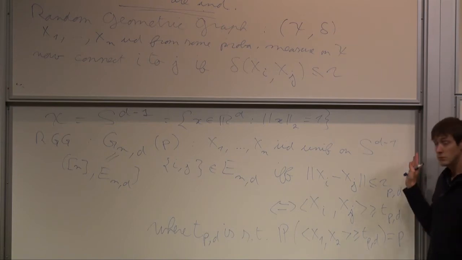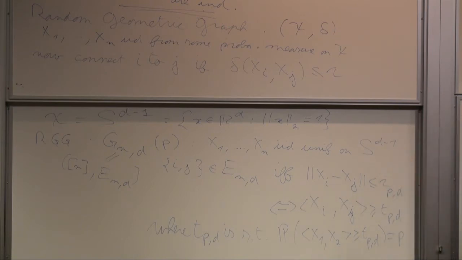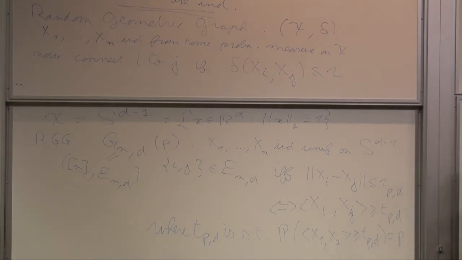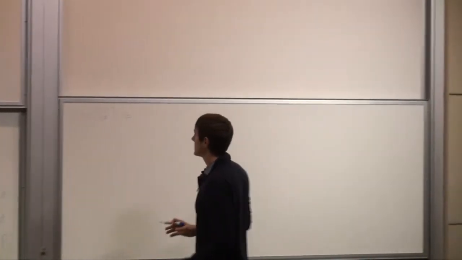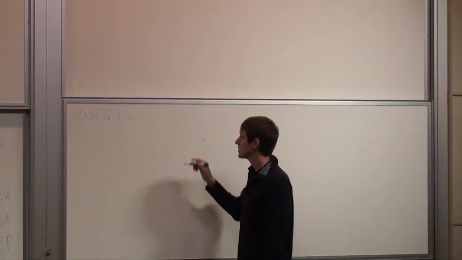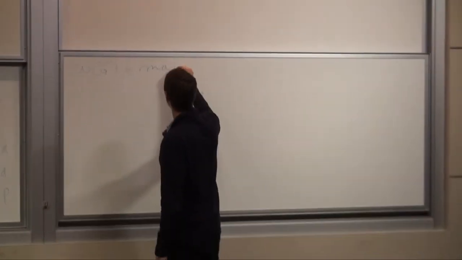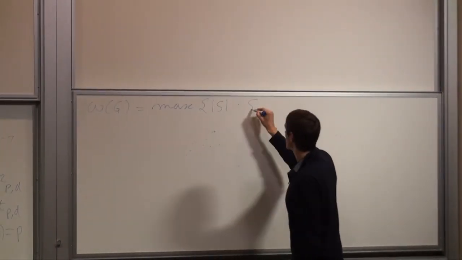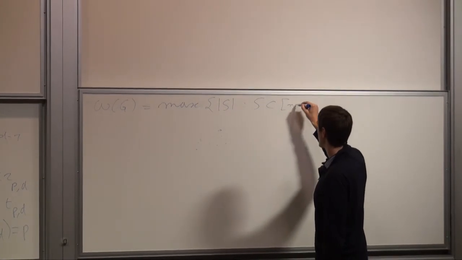No, not necessarily. Of course, we'll see what happens when d is large. Okay, so we are going to ask this question for a very specific parameter, which is the clique number. So what is the clique number? The clique number, omega of G, of a graph in general, is the size of the maximal clique. It's the max of the cardinality of S over all subsets S of {1, ..., n}.